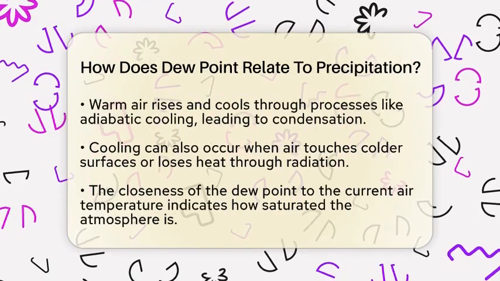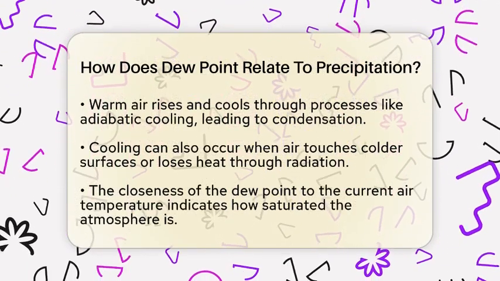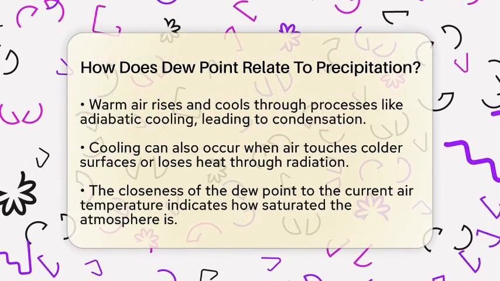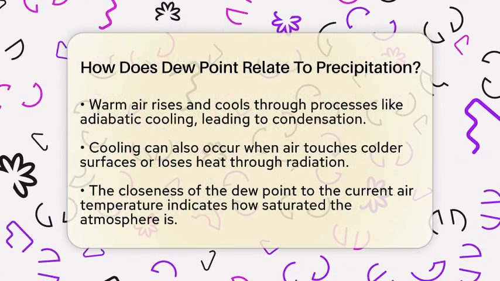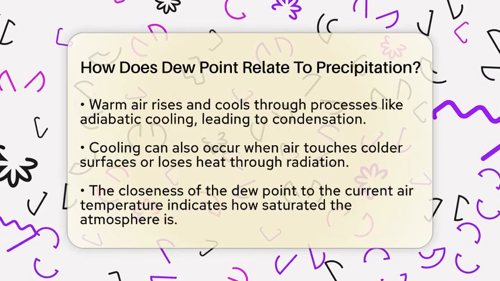In the water cycle, warm air rises and cools as it ascends. This cooling can happen in several ways. For example, when warm air rises and expands, it cools through adiabatic cooling. It can also cool when it touches a colder surface or loses heat through radiation.